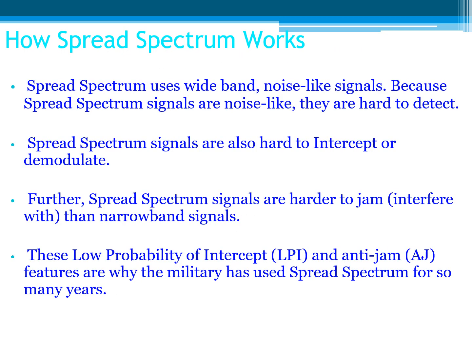Next, how does spread spectrum work? Spread spectrum uses wide band noise-like signals. Because spread spectrum signals are noise-like, they are hard to detect, and also hard to intercept or demodulate. Further, spread spectrum signals are harder to jam or interfere with than narrow band signals. These low probability of intercept and anti-jam features are why the military has used spread spectrum for so many years.